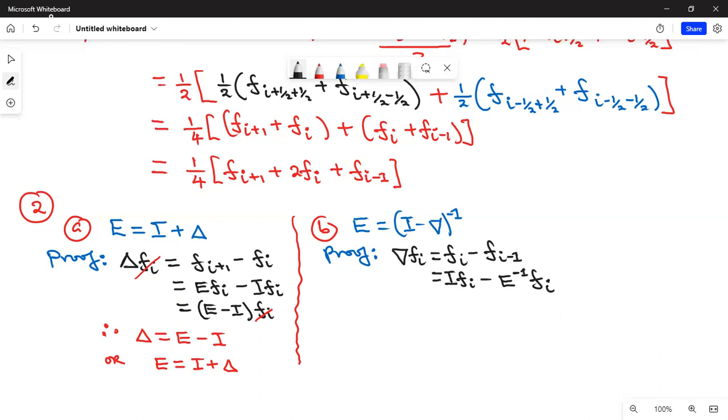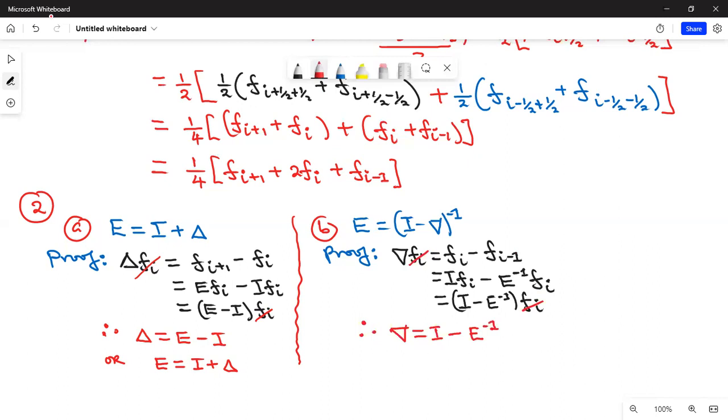I told you e raised to k operating on fi is the same as fi plus k. So in this case our k is -1. And so fi is common, so this is the same as identity minus the shift raised to -1 operating on fi. And so when I cancel this and this one, I'm going to get, you can say therefore, the backward difference is the same as identity minus the shift to the power of -1.